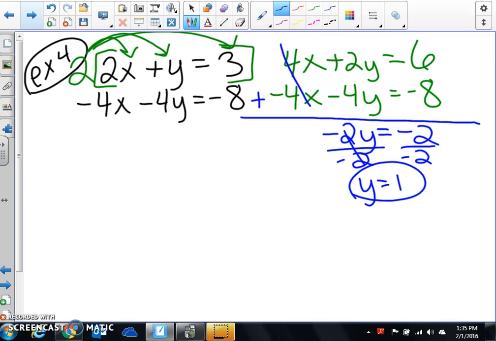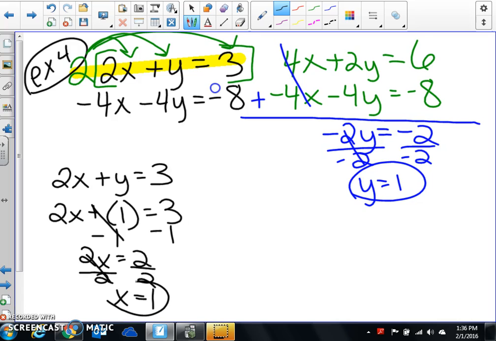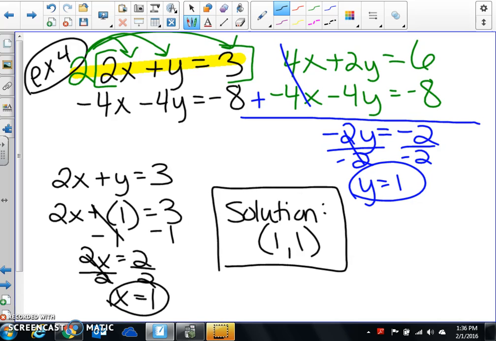I take my original equation, the top one, which is 2x plus y equals 3. That one. And then I plug in y equals 1. So 2x plus 1 equals 3. Subtract 1. Divide by 2. X equals 1. So my solution is the point xy, which is 1, 1.